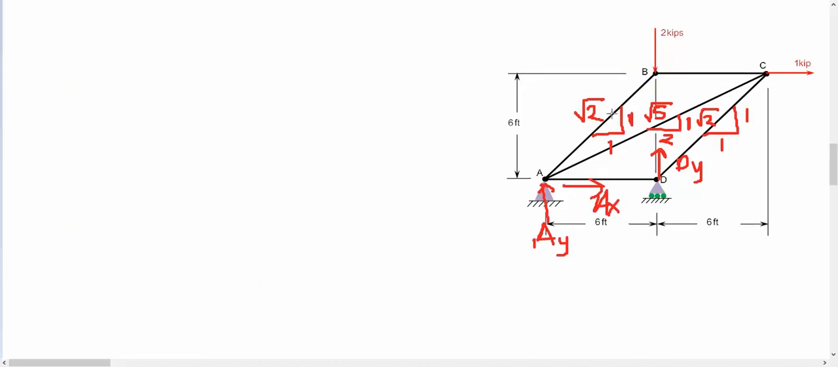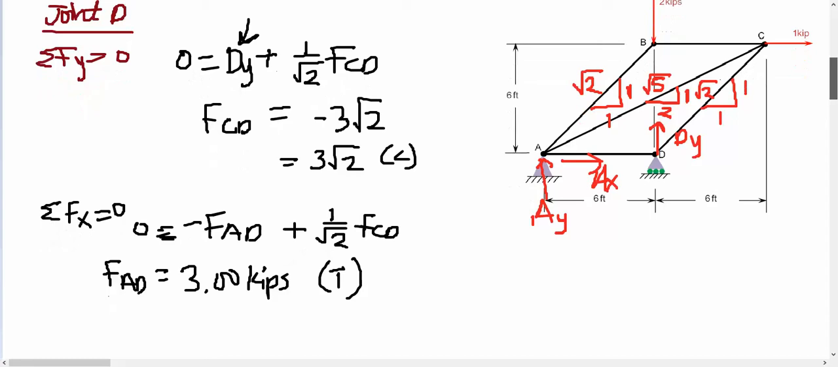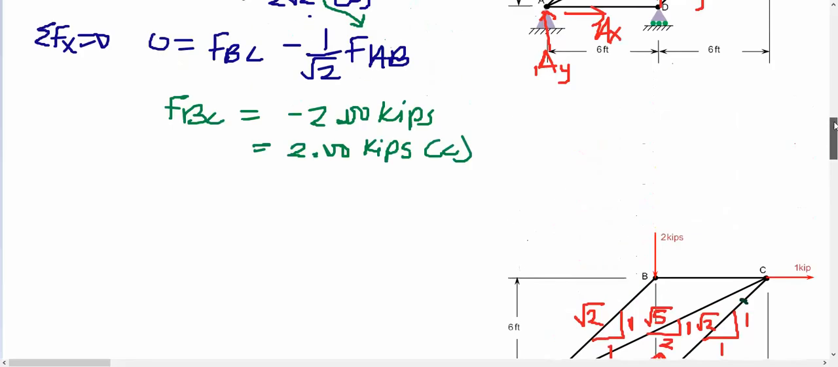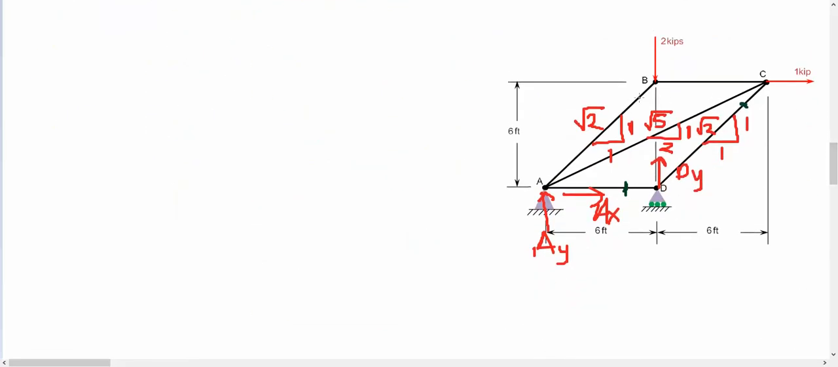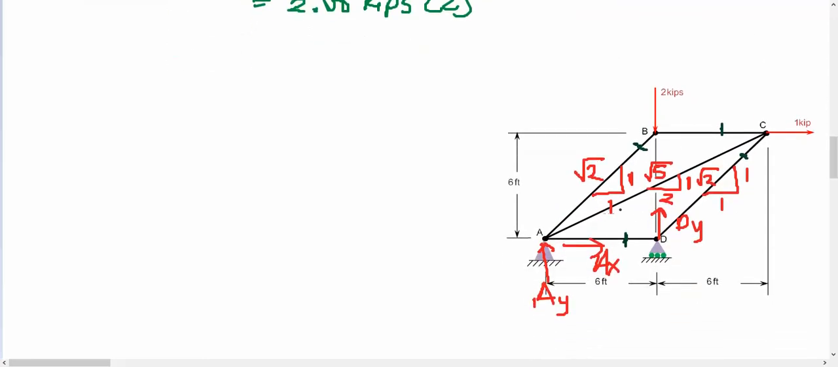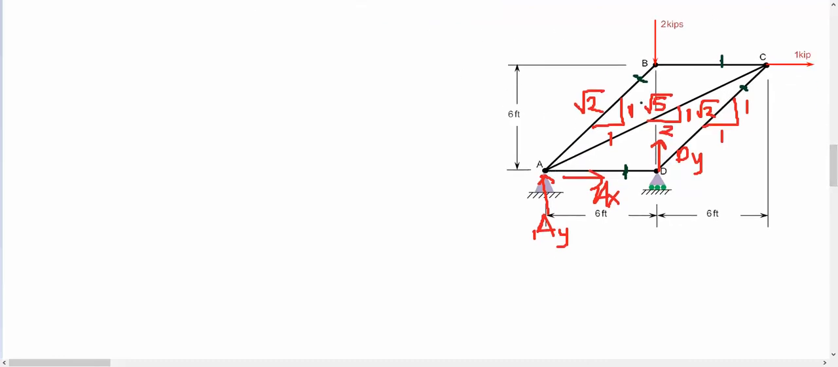Just to keep track of what we've done so far, let's put a mark on everything we've solved for. Here we found FCD and FAD. So FCD and FAD have been solved for. FAB and FBC have been solved for. So all we're left with actually is FAC. For FAC, let's use joint C as the point we're using. It doesn't matter, you can actually use A as well, but I'm just going to use C.